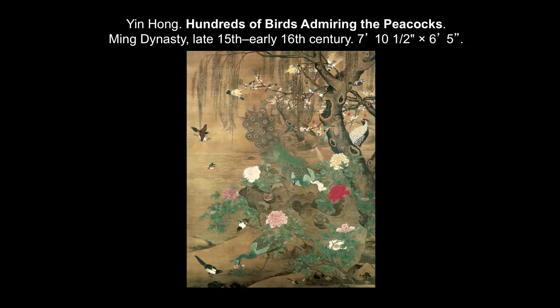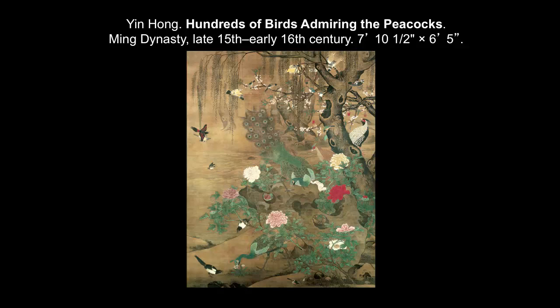The example of the painting we're looking at belongs to a style known as decorative bird and flower. And this was a style that was engaged in by many professional court painters at this time. The particular artist here is Yin Hong. And the subject of this painting is hundreds of birds admiring the peacocks.